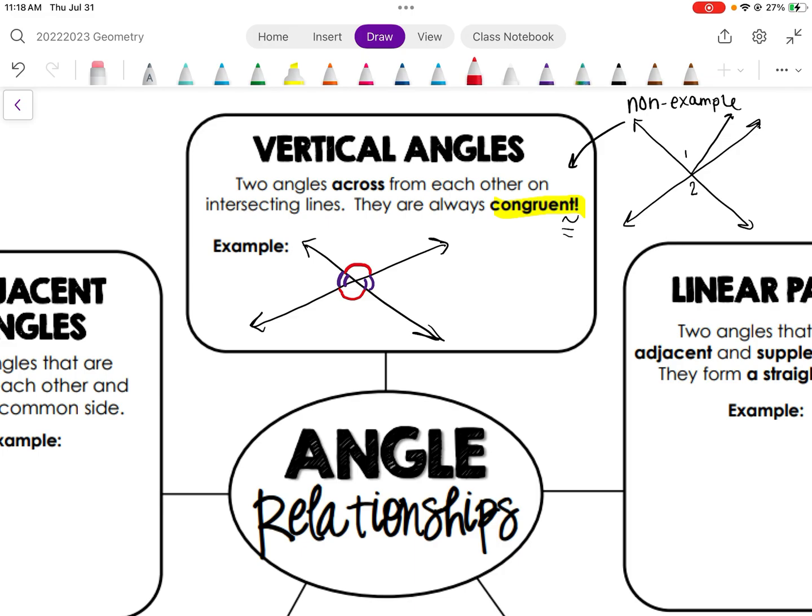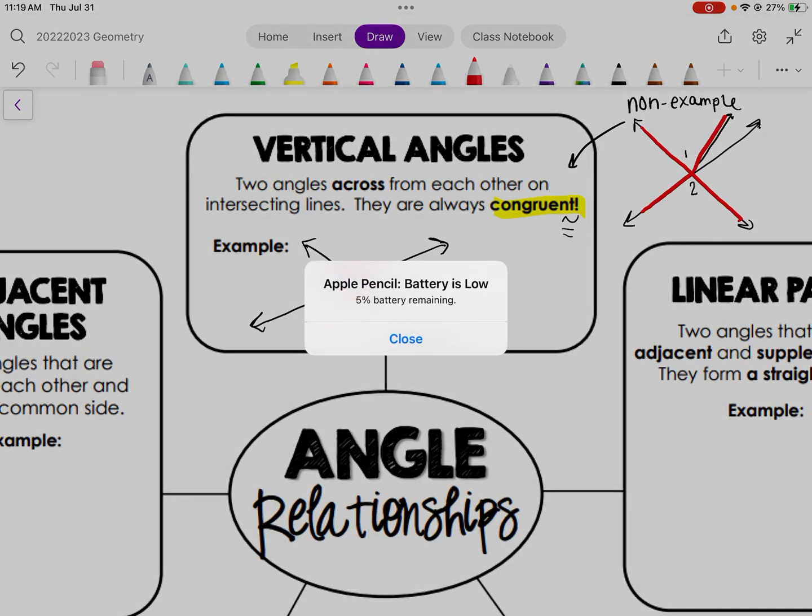But if you outline the rays or lines that create angles 1 and 2, watch this. This is not a straight line. Do you see how I had to take a turn? So 1 and 2 are not vertical angles because they're not created by two straight lines. There's that extra line going through.